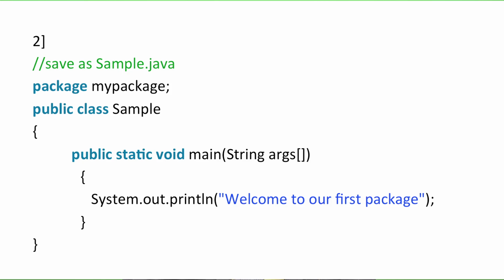Now, saving this file, in which we are writing this code, as sample.java because the name of the class is sample. So, package mypackage, then public class sample. Inside this mypackage we are defining the class sample, public static void main like we always do, String args, then System.out.println, welcome to our first package.